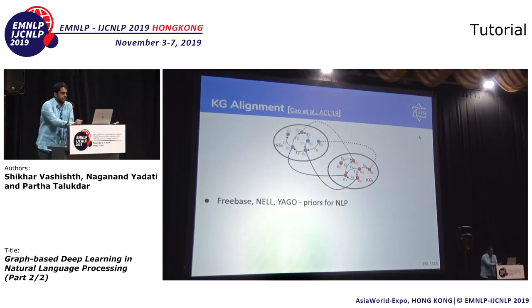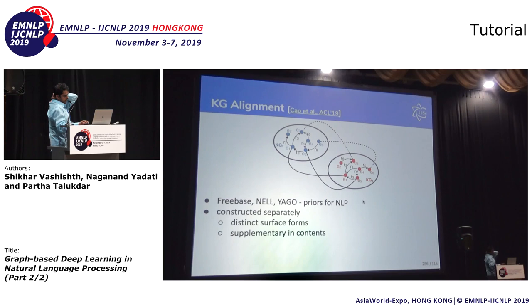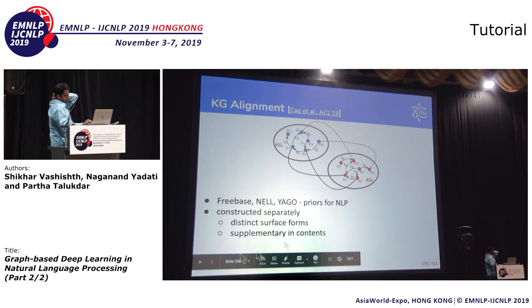So a closely related problem to OpenKG embedding is knowledge graph alignment, right? Where we have two different knowledge graphs with potentially two different surface forms. So the problem is to align the entities in these knowledge graphs. We could have different knowledge graphs, such as Freebase, Nell, Yago, which provide prior information for NLP tasks. These are constructed separately, so they have distinct surface forms, and they're often supplementary in contents.